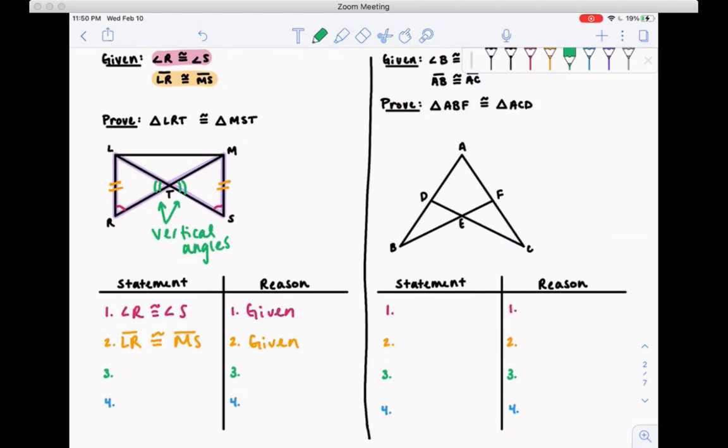So remember, think of the letters as outlining the shape of the angle. So I could start at L and go to T and then to R. So I could call that angle LTR. And that's congruent to, on the other side, I could start at M, go to T, and then to S. Angle MTS. Okay, and the reason I know those angles are congruent is that they're vertical angles.